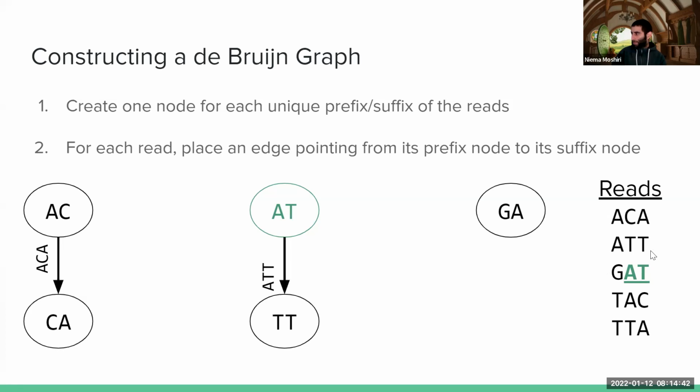Okay, so now what do I do? I have a node for the prefix. I have a node for the suffix. Now what do I do with this read? Feel free to unmute, feel free to raise your hand, feel free to type in the chat.